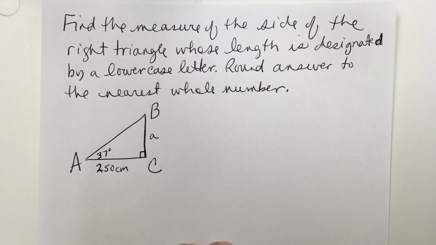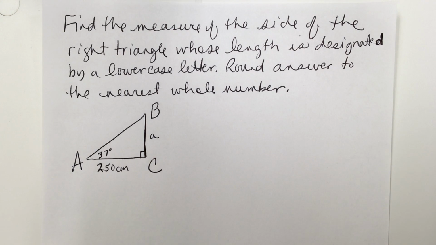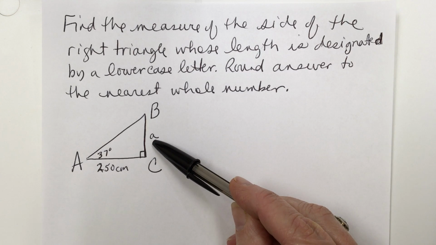Find the measure of the side of the right triangle whose length is designated by a lowercase letter. Round answer to the nearest whole number. In other words, we have been asked to find side A.